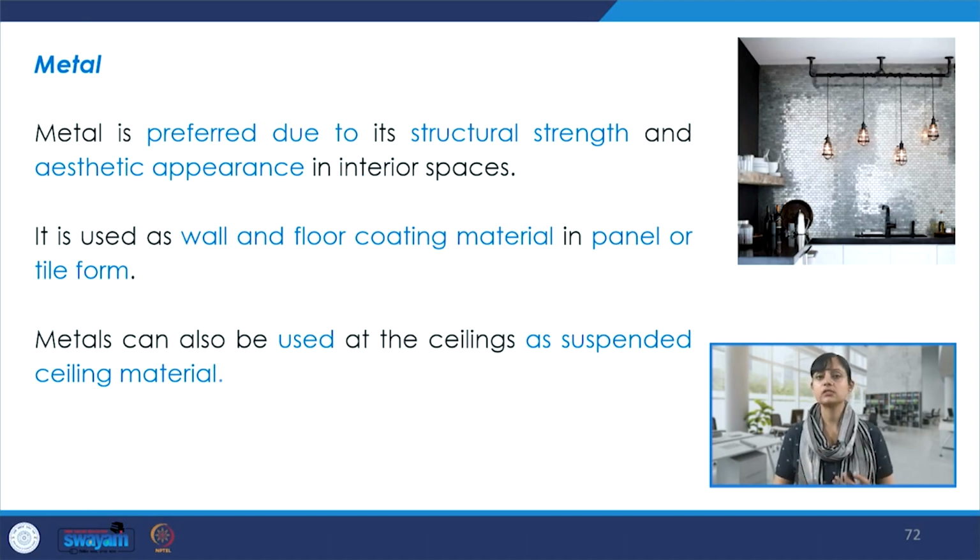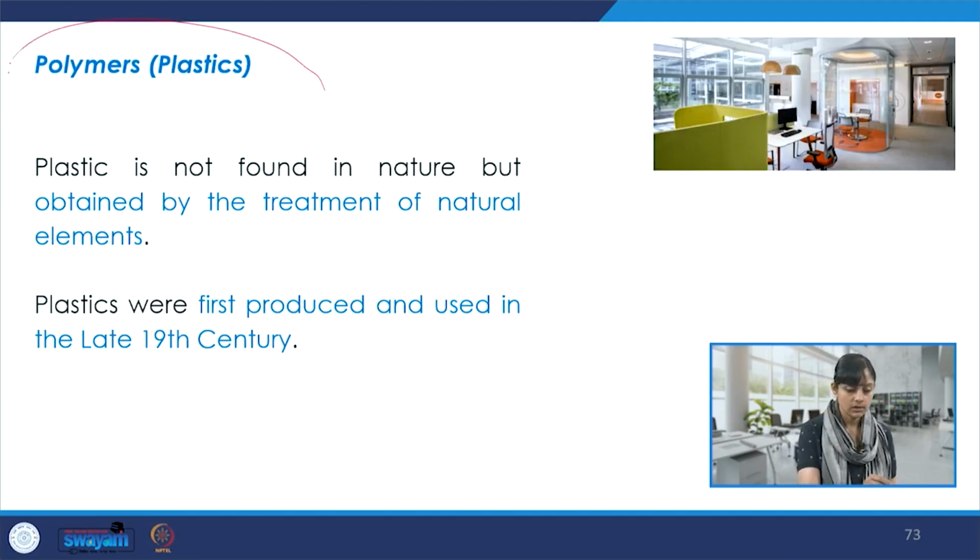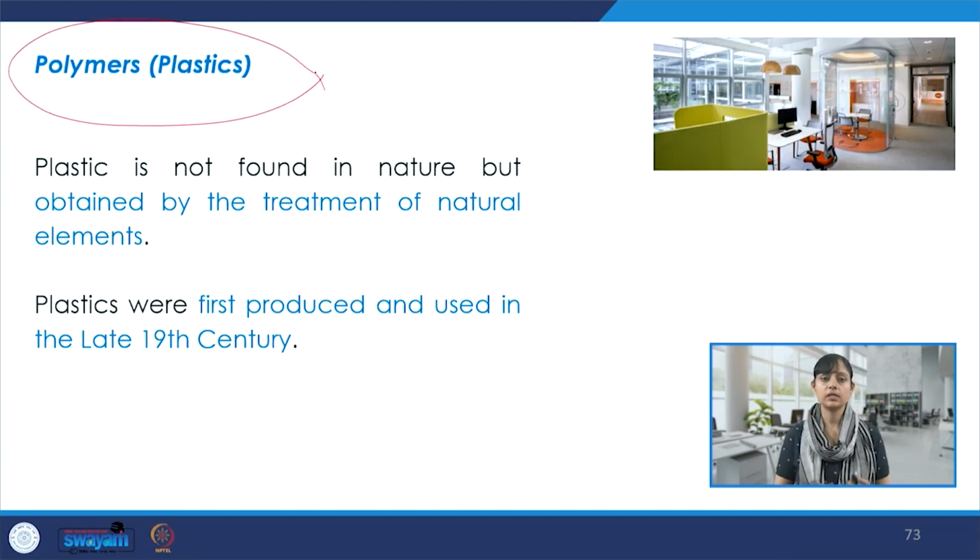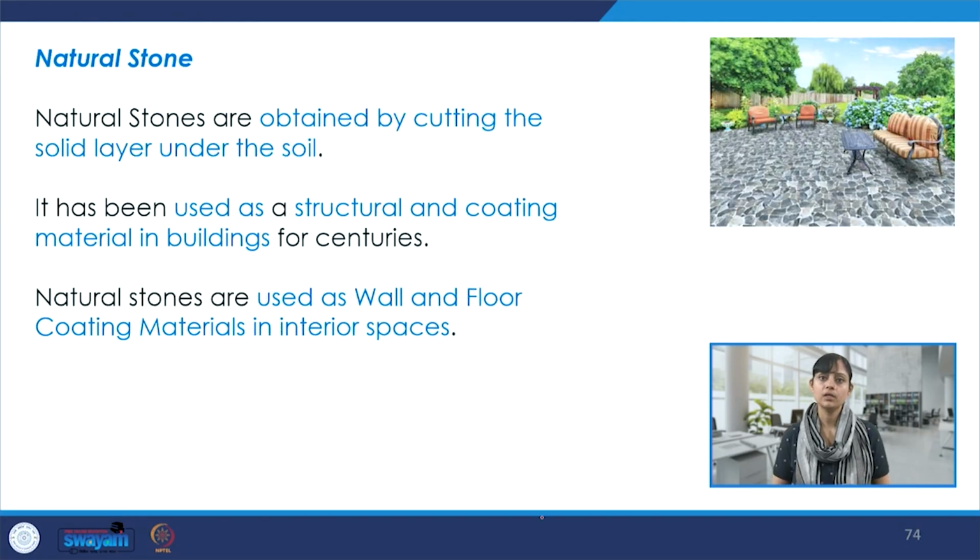Metal is preferred due to its structural strength and aesthetic appearance. It is used as wall and floor coating material, either in the form of panels or tiles, and it could also be used for a very customized and exquisite look. It can be used at ceilings as suspended ceiling material also. Another finish could be polymers and plastics, and of course it's not entirely natural, but it's used in different formats. Natural stone, again we have been talking a lot about it.